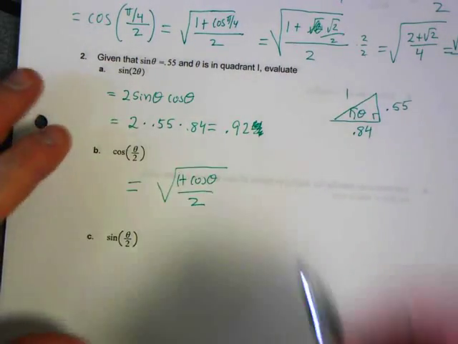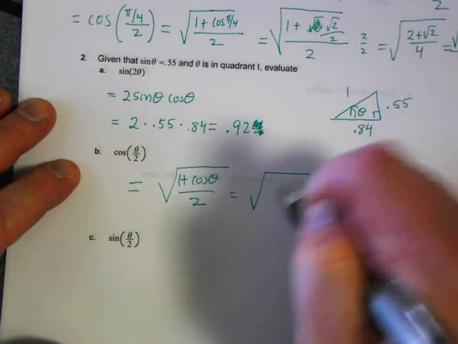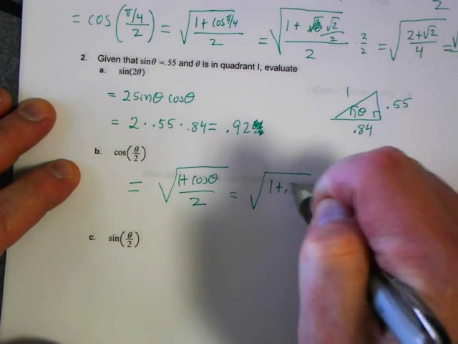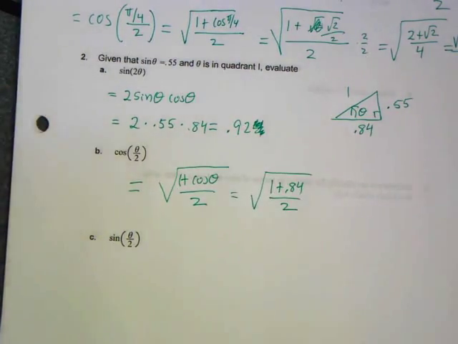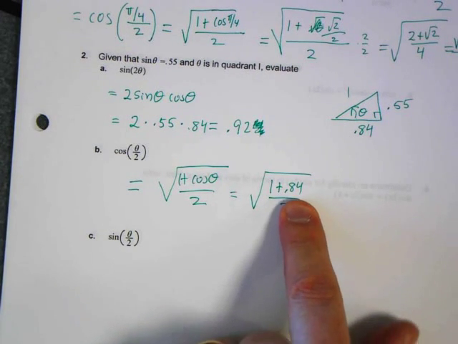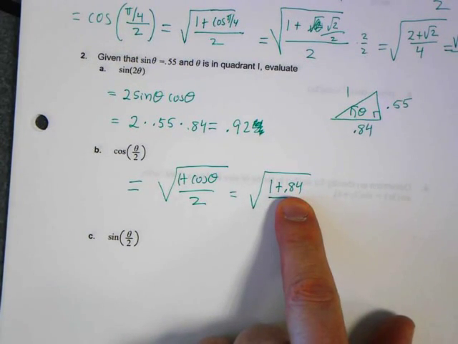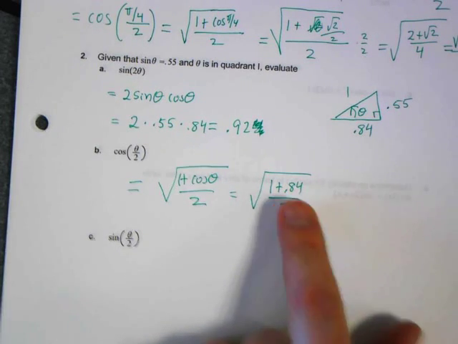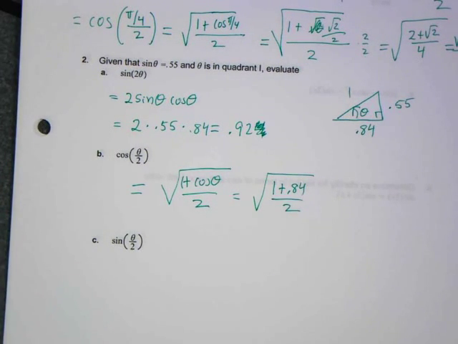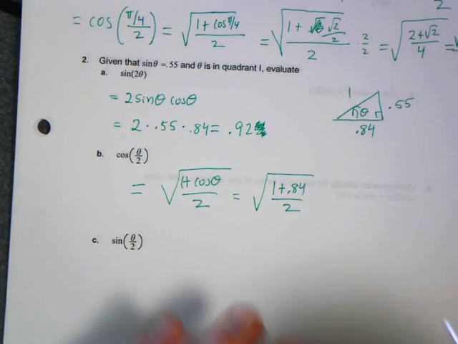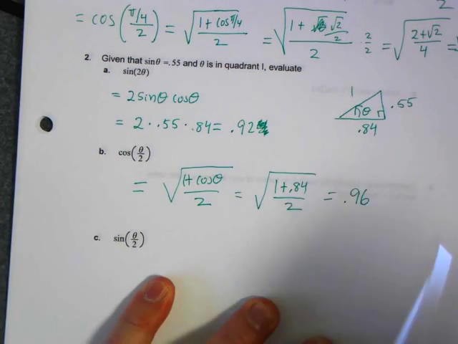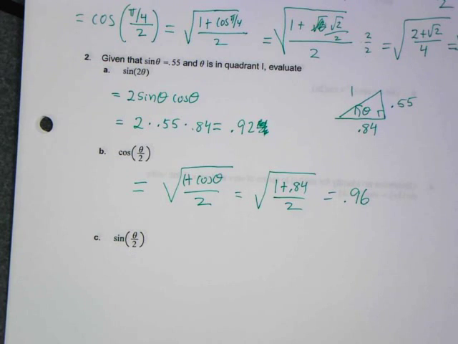All right, so all I have to do is plug in my numbers. This is square root of 1 plus 0.84 over 2. Unfortunately, I have to use the 0.84. Unfortunately, I have to use a number that I calculated. No way around it. We deal with it. All right, so again, I would grab my calculator, I suppose. 1 plus 0.84 divided by 2, and then do the square root of the whole thing. I get 0.96.